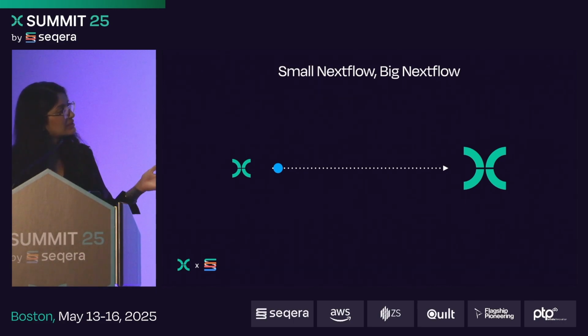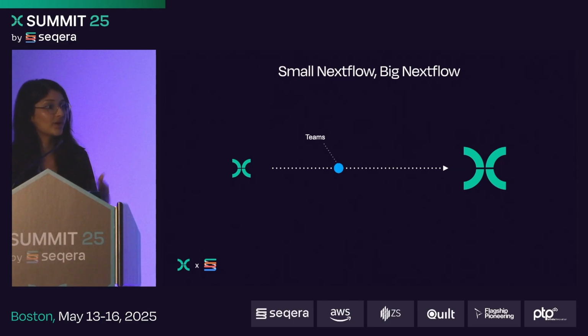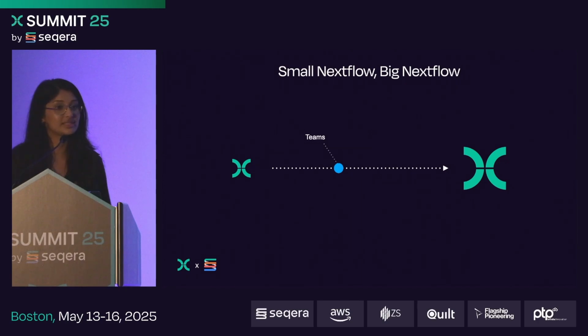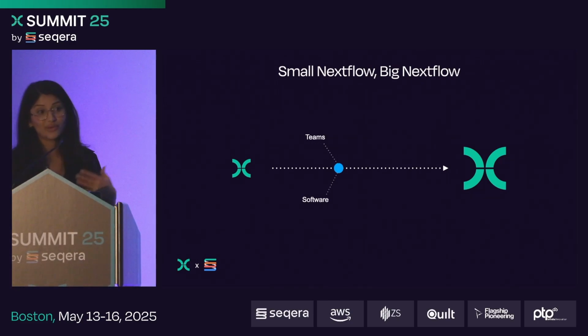Essentially, when we look at expansion from small Nextflow to big Nextflow, you accumulate a lot of complexity across multiple areas. The first being your teams. It's no longer just you developing a pipeline or just you looking at your code. It might be other bioinformaticians, wet lab scientists, computational biologists. Your software, it'll maybe start with a couple tools and you'll scale into many, many more, all with their own dependencies and requirements.